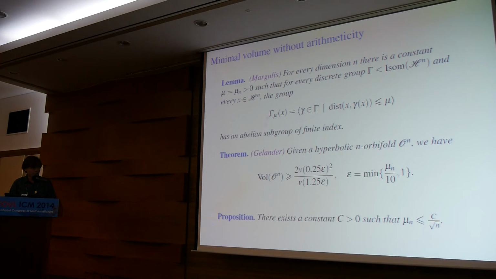I was thinking about it, and then I talked to Misha Kapovich a year ago, and he told me an idea how to prove the following proposition. So the proposition should be attributed to Kapovich. There exists a constant c such that the Margulis constant is bounded from above by c divided by root n. The proof of the proposition you can find in my proceedings paper, and it uses geometric group theory.